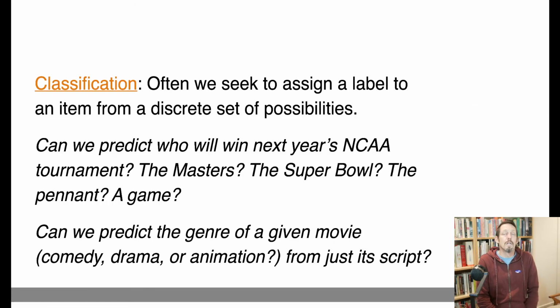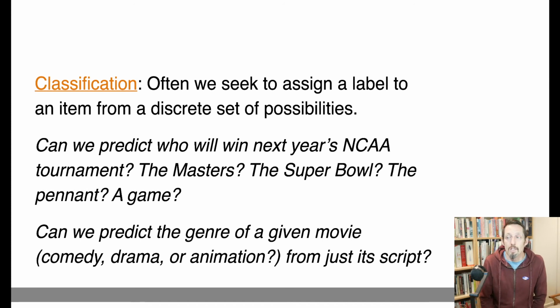All right. Another thing we might do is classification. We want to label stuff from a small number of possibilities. Okay? Can we predict which team is going to win the Super Bowl, or maybe the Champions League trophy? Maybe we want to predict the Masters tournament because we like golf. I didn't put that in there. Right? So there's a small number of competitors. Which one's going to win?